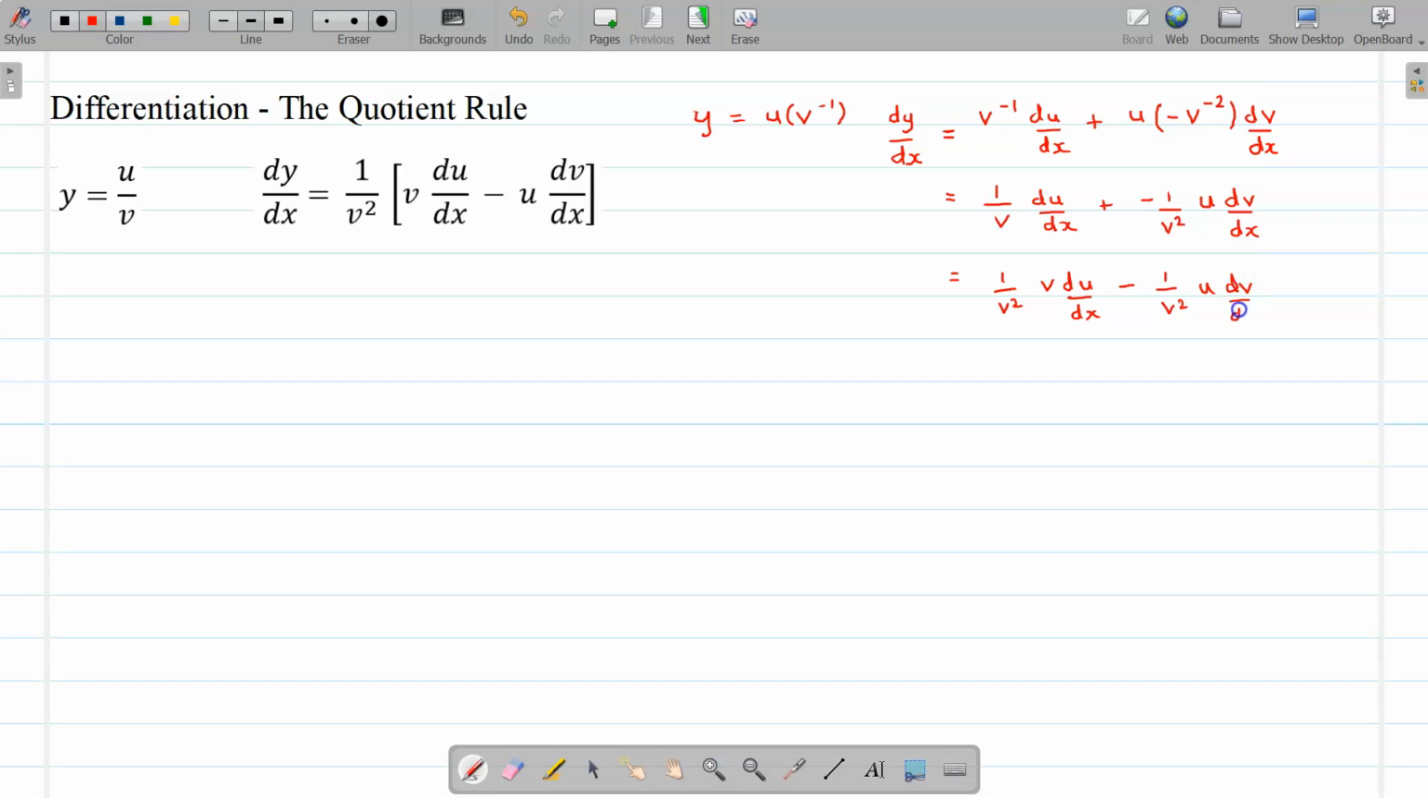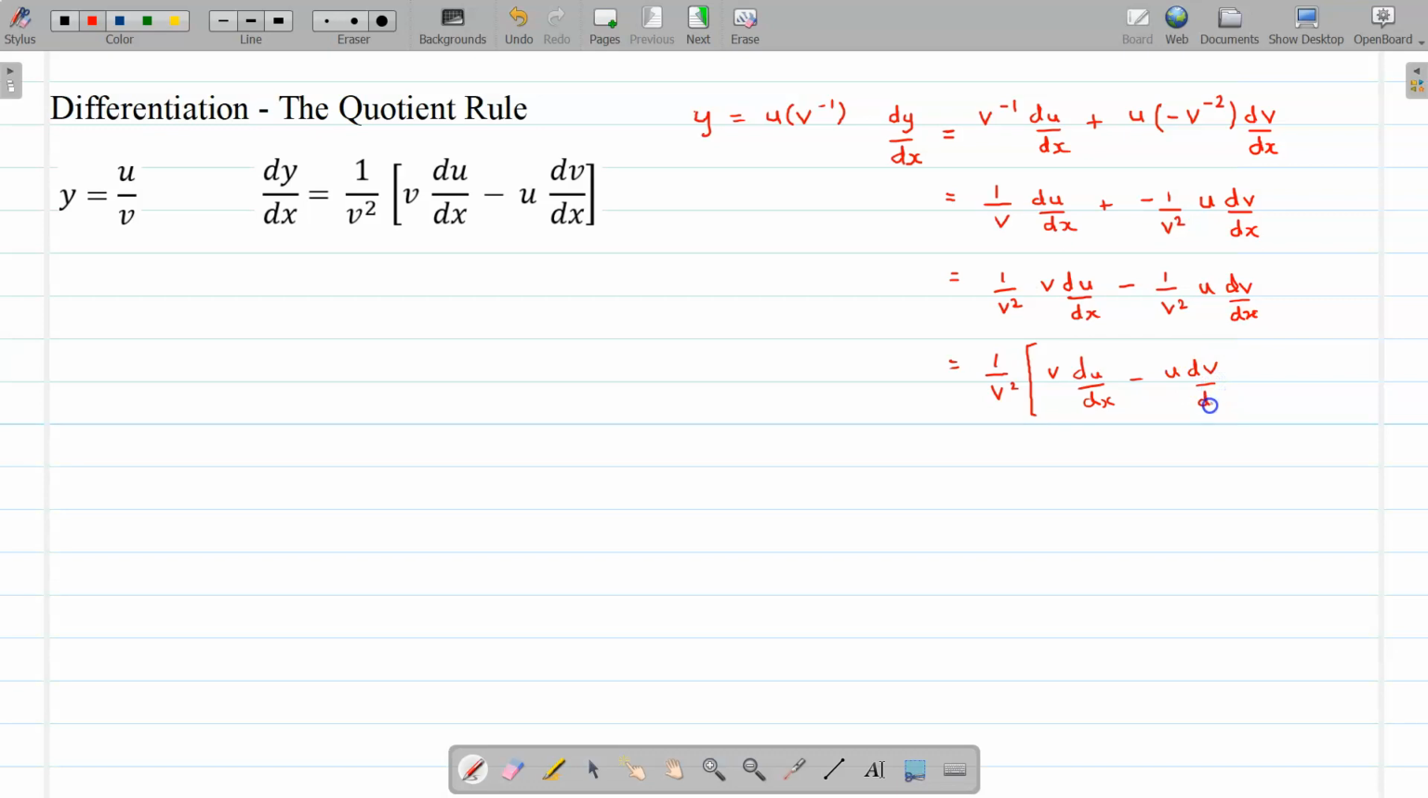And that's just about there, because if you look at that expression I've just written down, if I take out a common factor of 1 over v squared, then it does indeed give me the quotient rule. So it's 1 over v squared, and then that is multiplied by, well, it's basically this, isn't it? v du by dx minus u dv by dx.